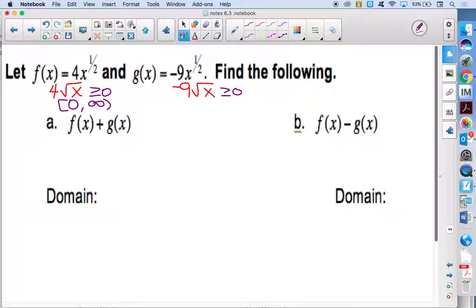So if x is greater than or equal to 0 as an interval, that means it starts at 0 and goes to infinity. And that's the same for this one as well. So 0 to infinity. Because it's the square root of x, you can't have negative numbers under the radical. So that means 0 to positive infinity. Now we can try and add them. We've got the individual domains that'll help us to get the answer.